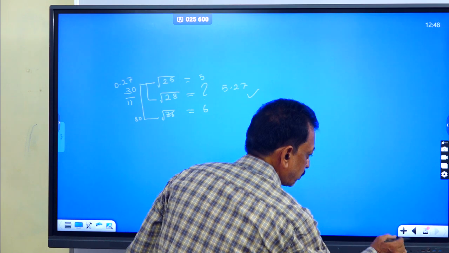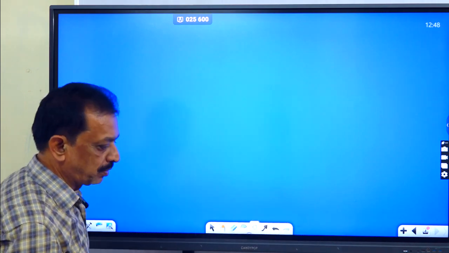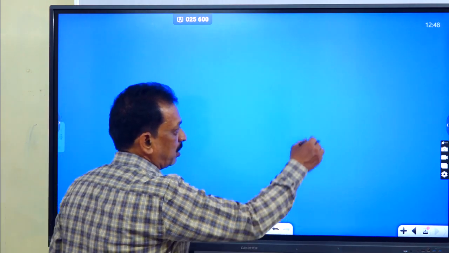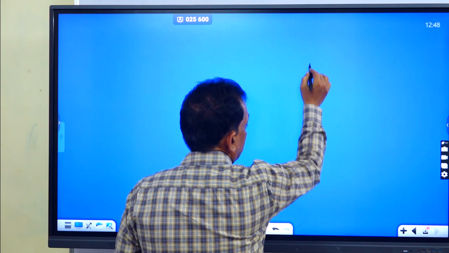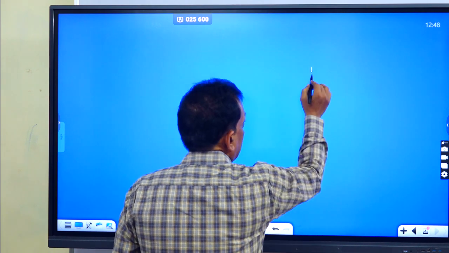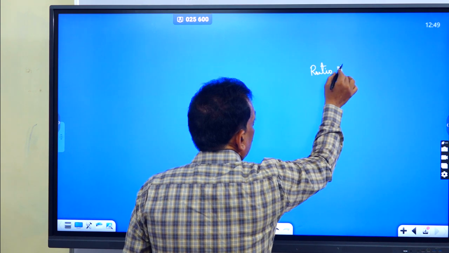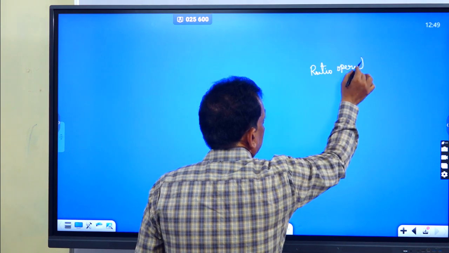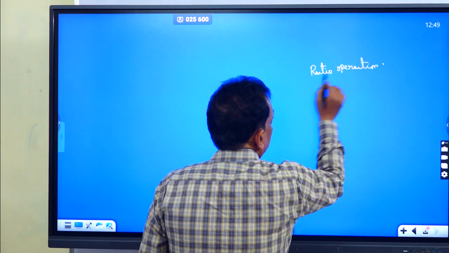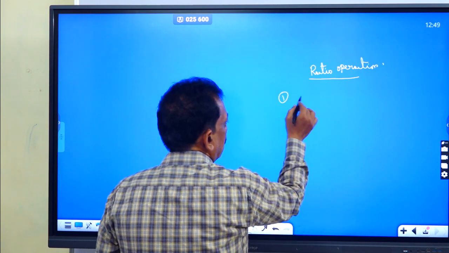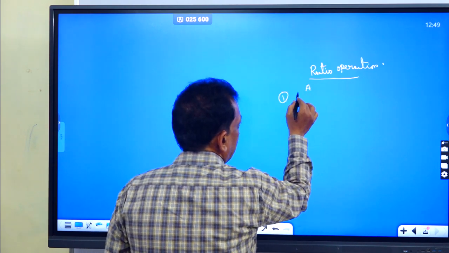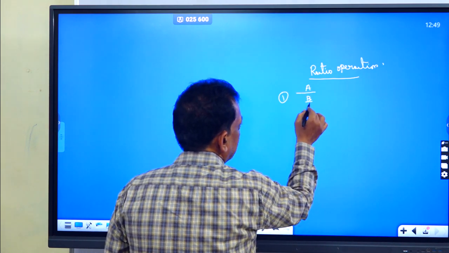Okay, now we'll go to ratio operation. Most of the children are facing a problem with ratios. Like I say, ratio operation. What is this? Now, in this first one, A divided by B by C.